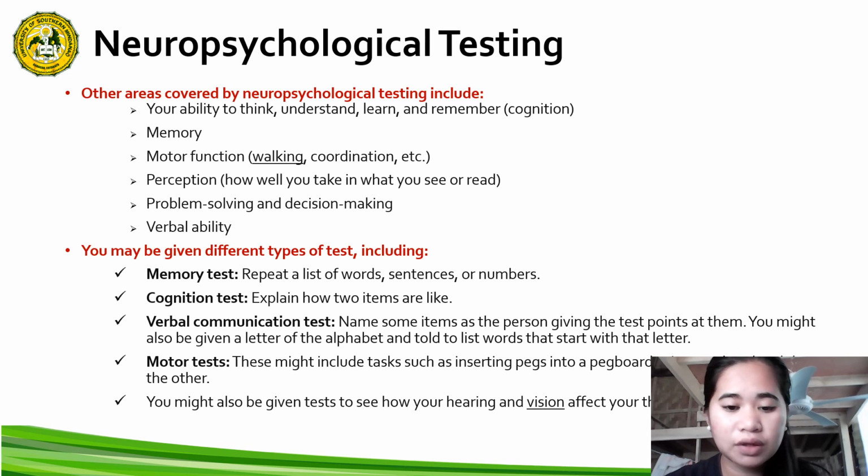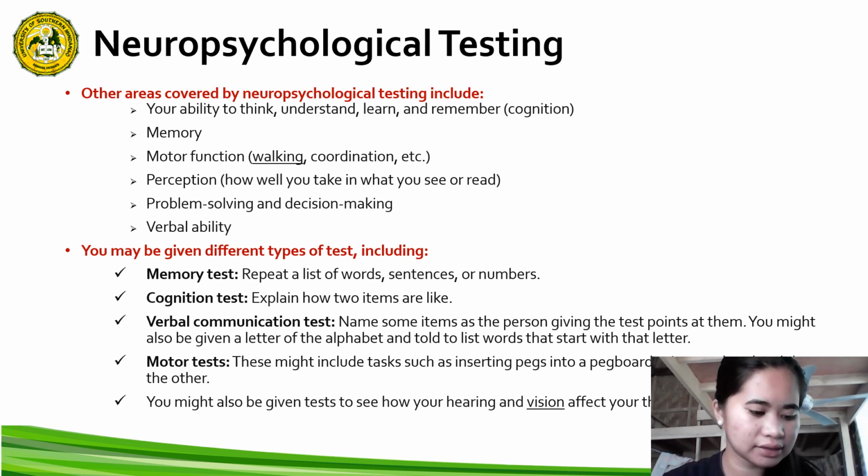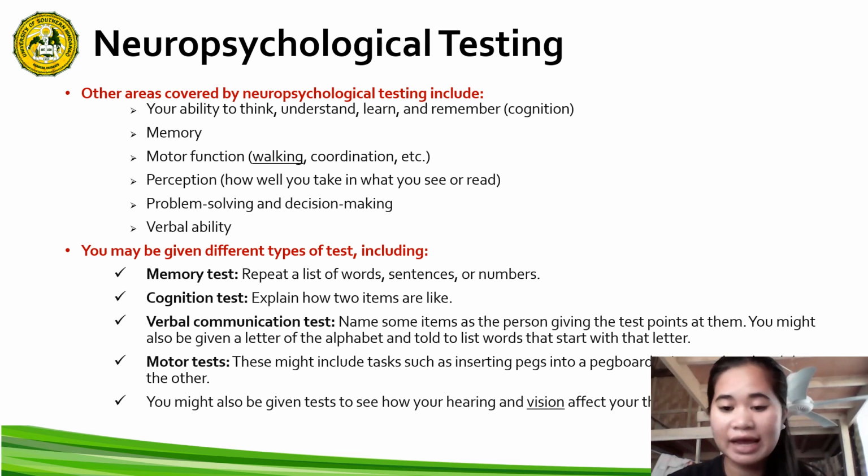In the verbal cognition test, you will name items as the person giving the test points at them. You might also be given a letter of the alphabet and told to list words that start with that letter. Next is the motor test. This might include tasks such as inserting pegs into a pegboard using one hand and then the other. You might also be given tests to see how your hearing and vision affect your thinking and memory.